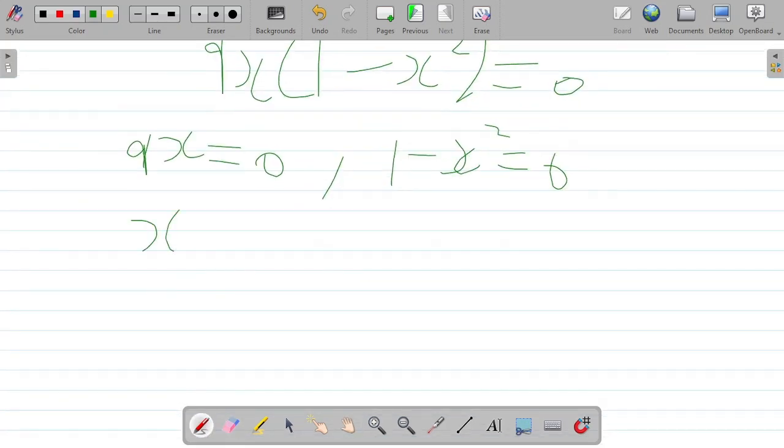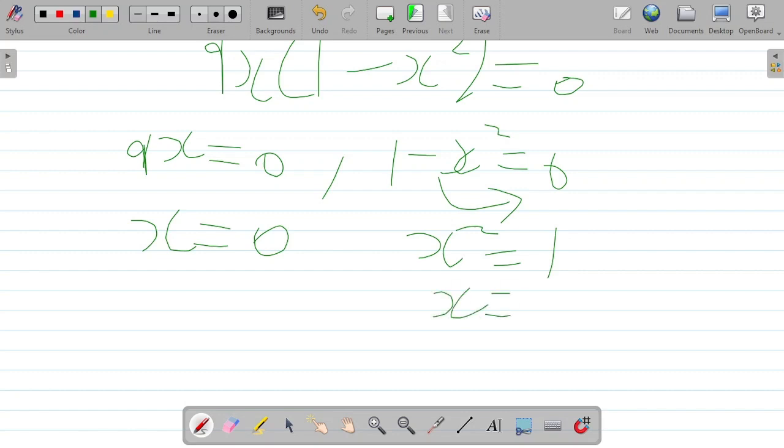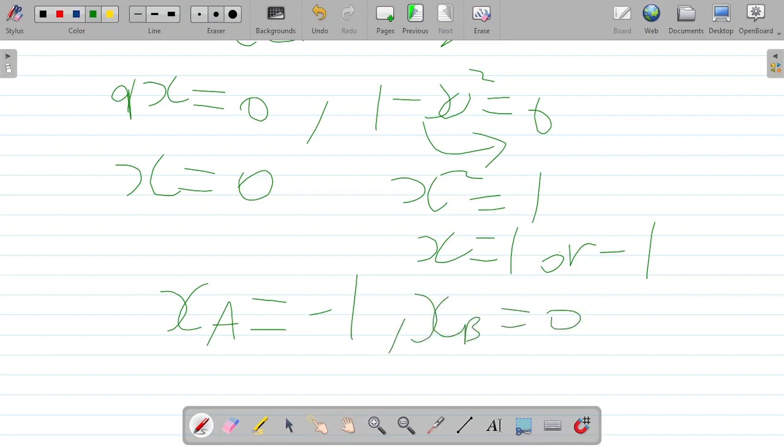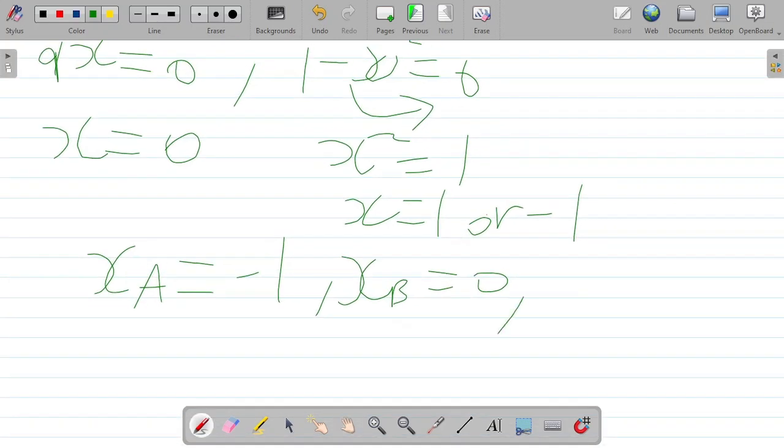This gives x equals 0, and this, if you move x squared to the other side, you're gonna get x squared equals 1, which gives you x is equal to 1 or negative 1. Okay, so now we have the three intersections. They said x of A is the smallest, so x of A is negative 1, then x of B is going to be 0, then the last one is 1.